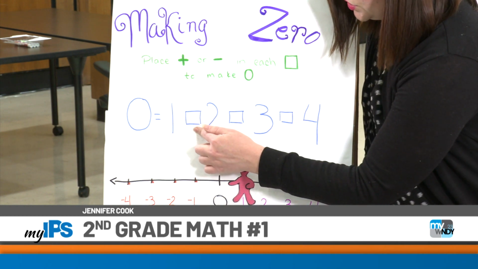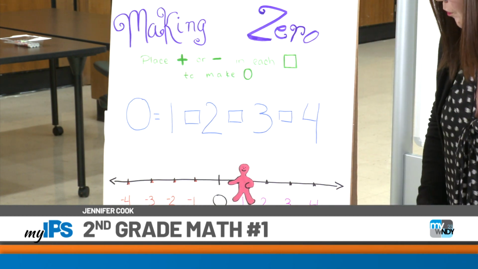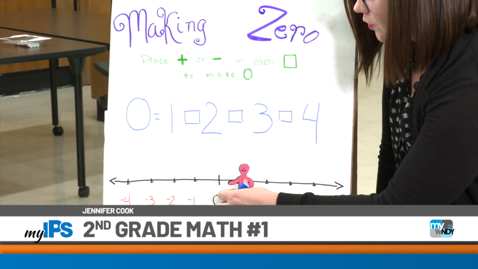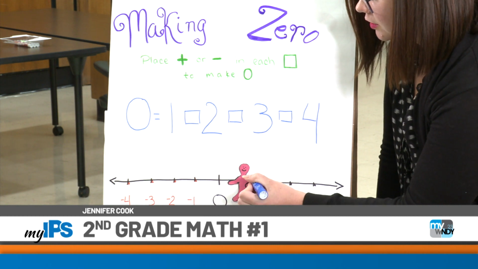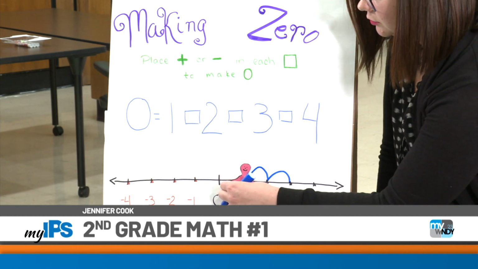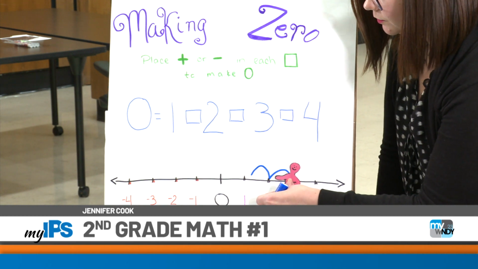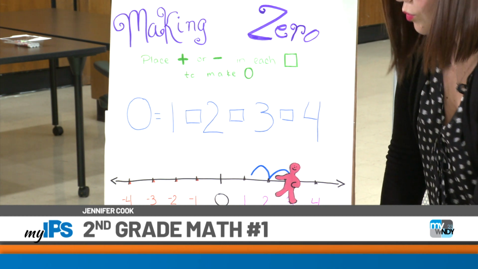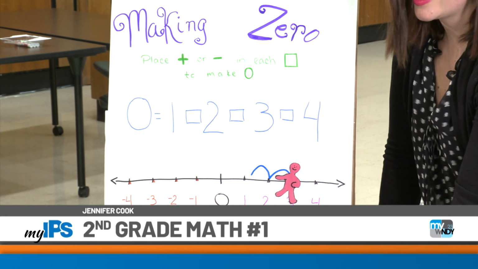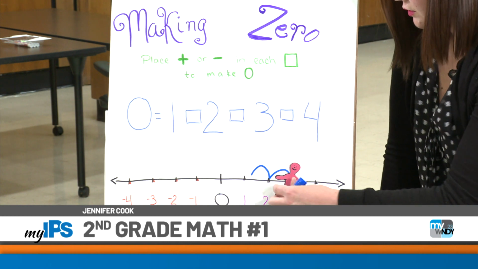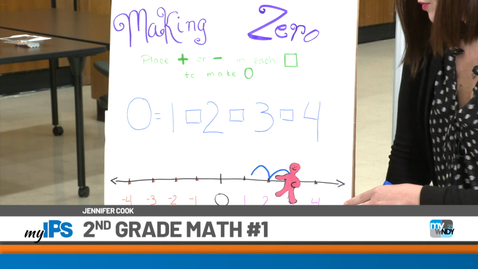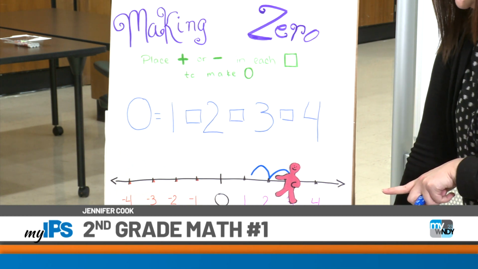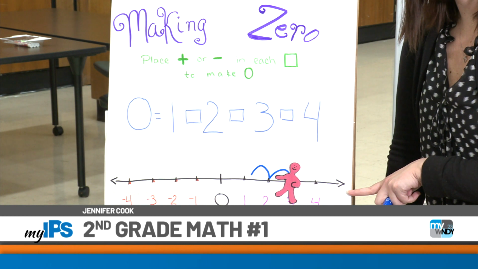And let's say I want to add 2. So I'm going to add 2 by jumping 2 spaces. Plus 1, plus 2. Okay, so now I'm at 3. Well, I can maybe add 3. If I add 3 though, that will take me 6 spaces, and I don't have enough room on my number line. And that's not going to get me closer to 0.